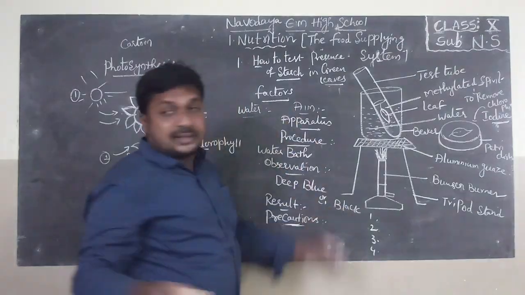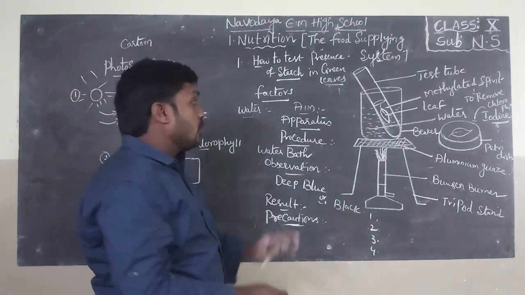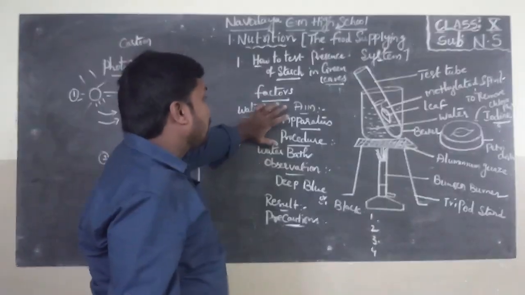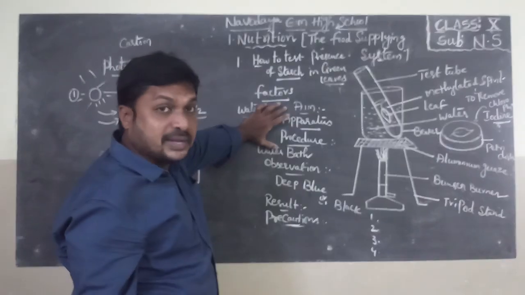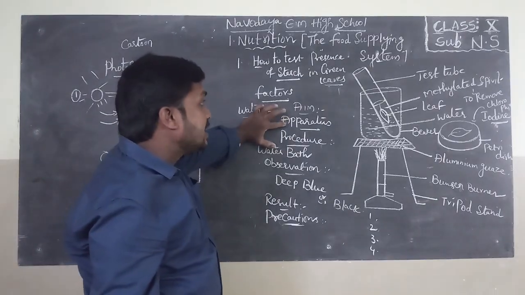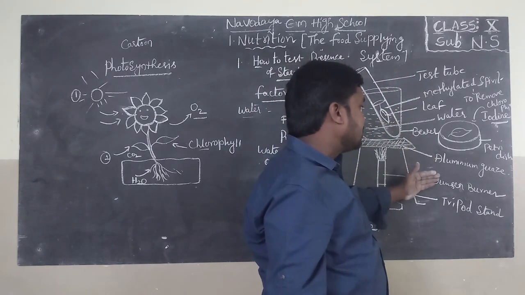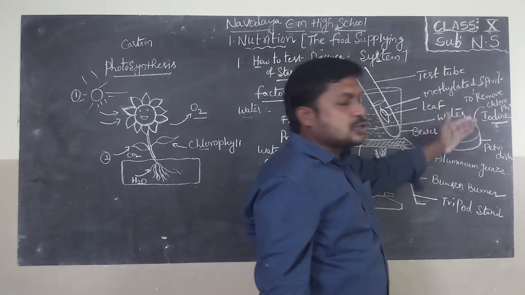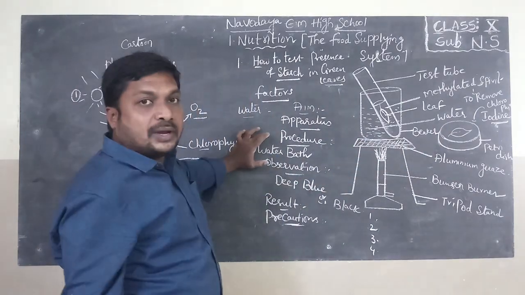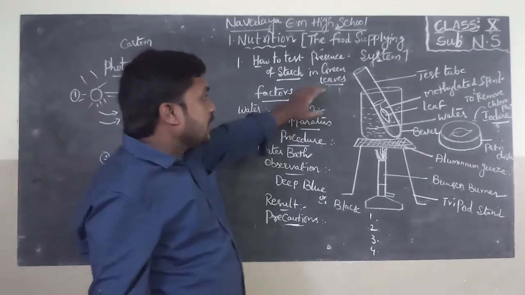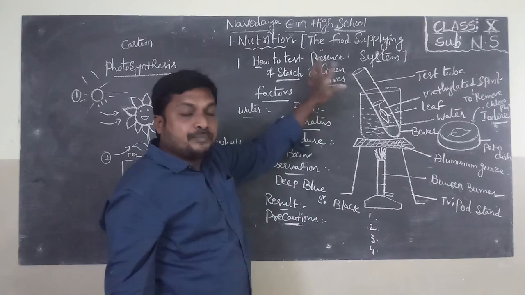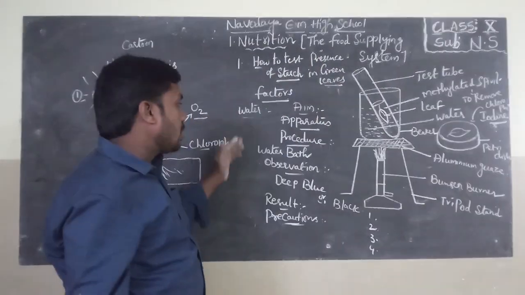Now again I repeat the same experiment. Why? Because it is very important in the exam point. Aim: to test presence of starch in green leaves. Apparatus: test tube, methylated spirit, leaf, water, beaker, aluminium gauze, Bunsen burner, tripod stand, iodine solution, petri dish. Procedure: take a soft and thin leaf in a test tube which contains methylated spirit. Now boil the test tube under water bath.